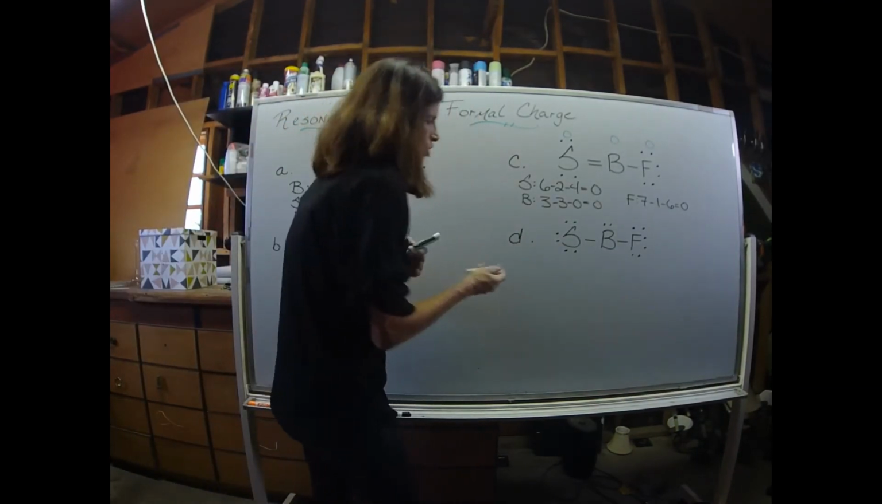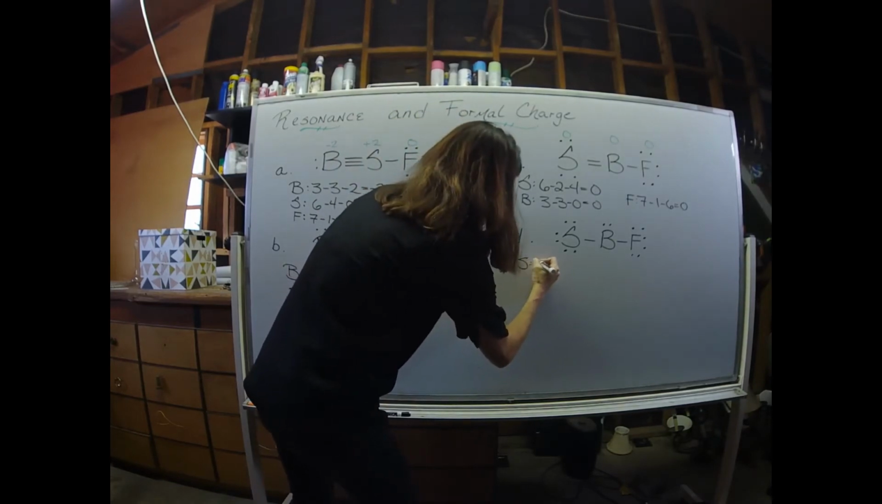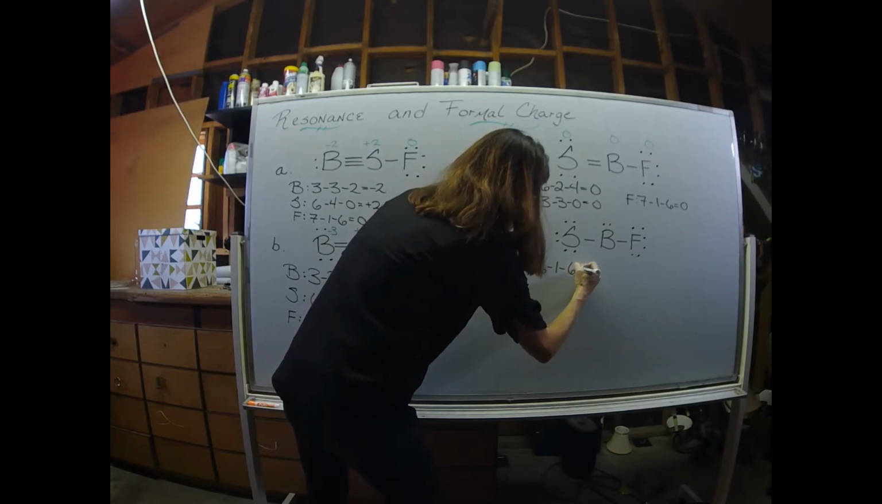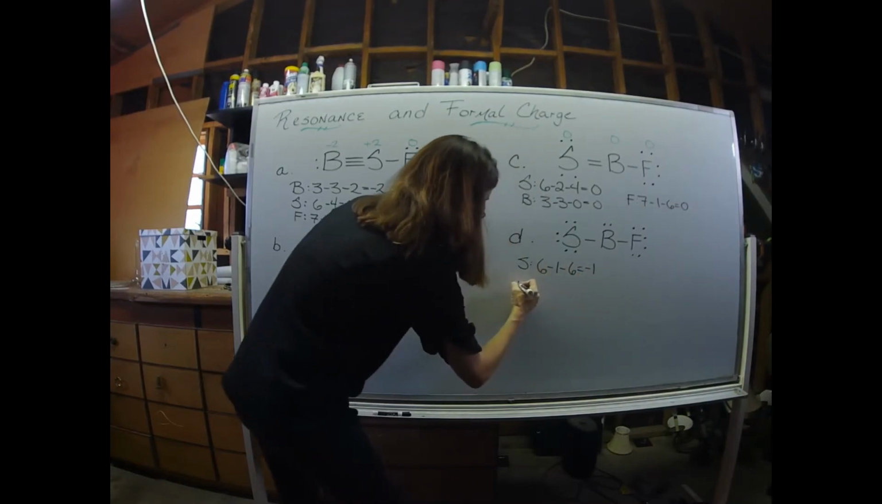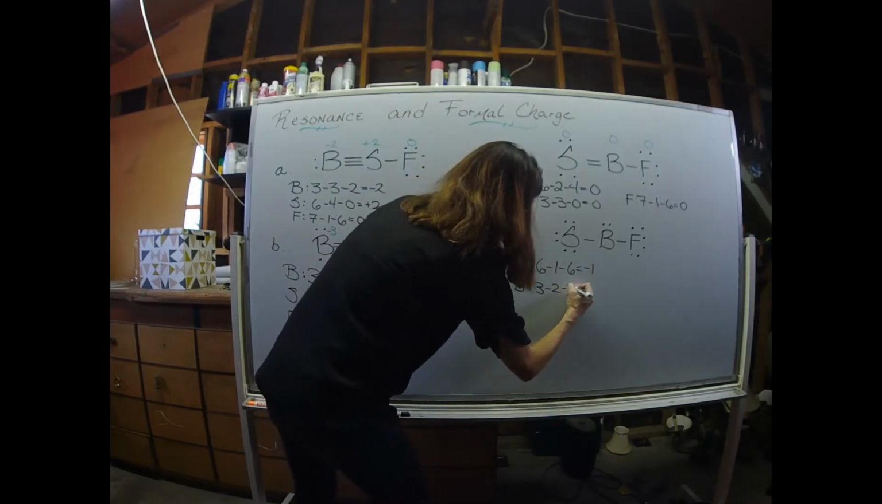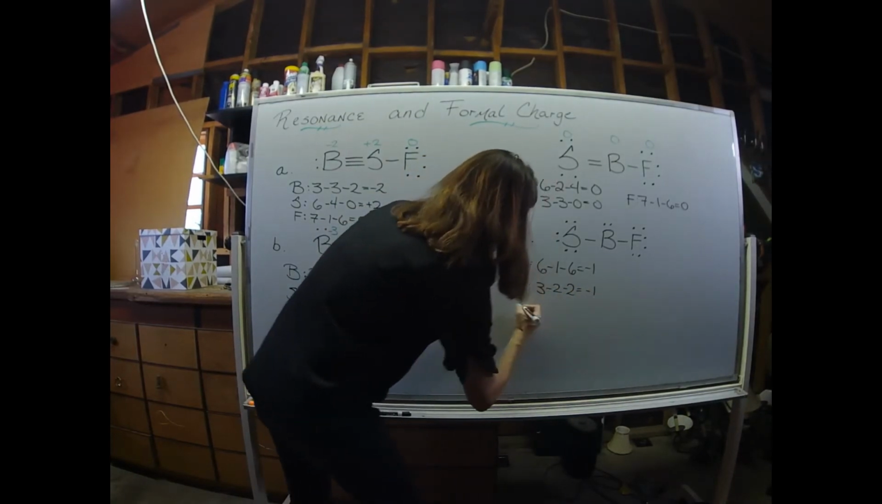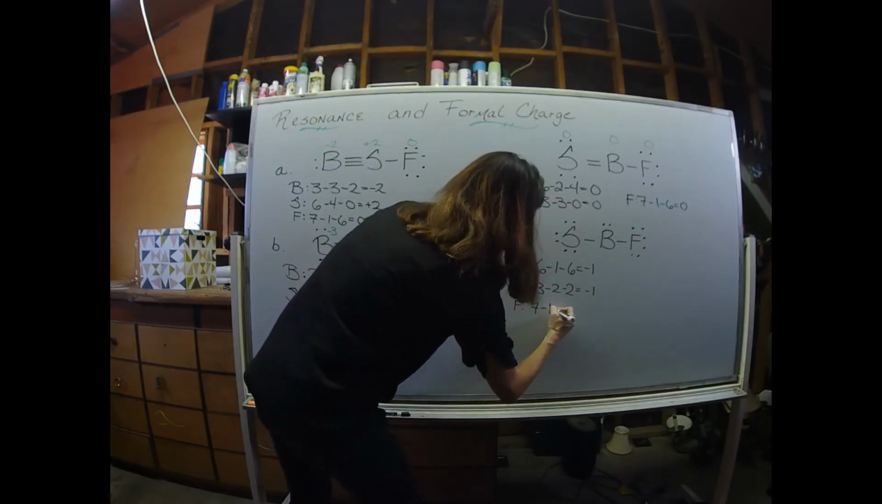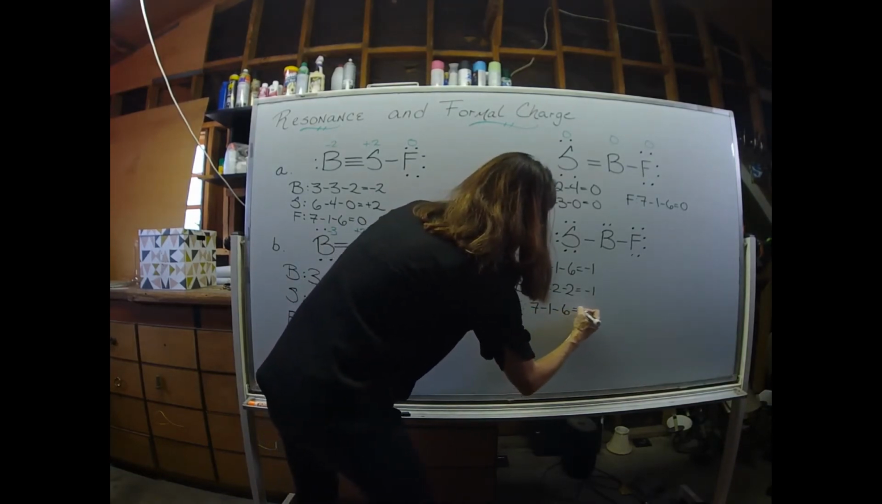Last one, so sulfur, group 6 minus 1 line minus 6 dots there. We're going to have a -1 on the sulfur. Boron, group 3 minus 2 lines minus 2 dots, -1. Fluorine, we got a 7 minus 1 minus 6. So that is a 0 there.